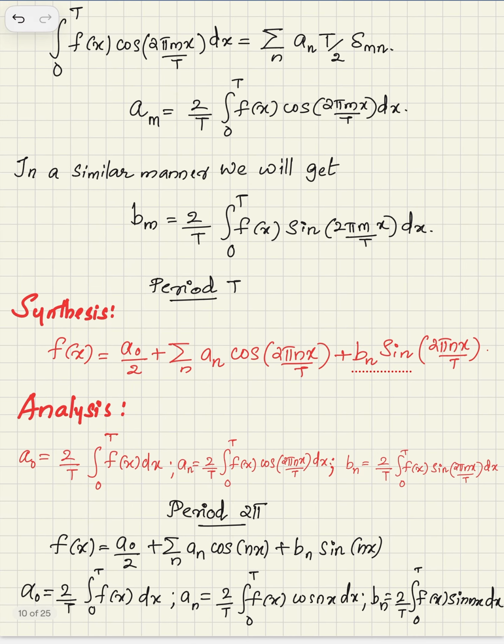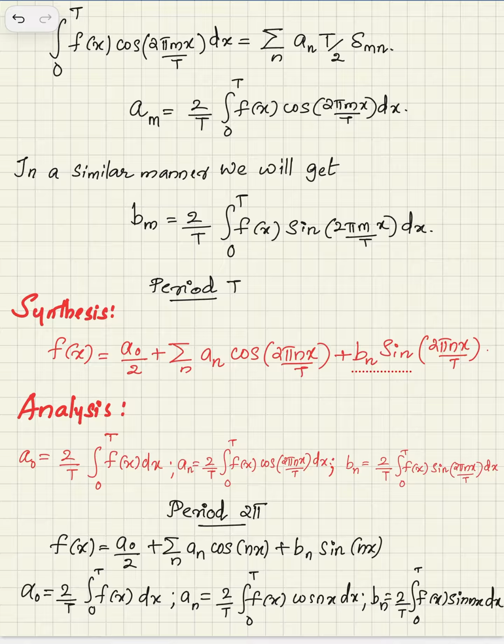If it is a function with period 2 pi, I will get f of x equal to a0 by 2 plus sigma n an cos nx plus bn sin nx. There will not be any 2 pi by t factor because the period t is now 2 pi. The 2 pi will get cancelled. And the definition of coefficients will also change, only in the argument of cos and sine.